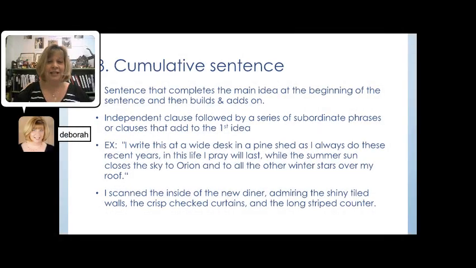Now, a cumulative sentence is a sentence that starts with a main idea at the very beginning. So it has this independent clause, and you could stop the sentence right there. But the rest of the sentence is a series of subordinate phrases that continues to add on to the first idea. So you get a more complex sentence where the first part sets up a statement, and the rest of it gives you more information about that opening independent clause.